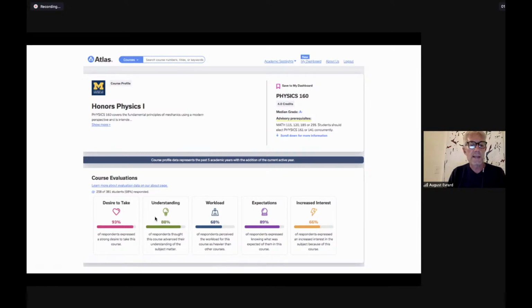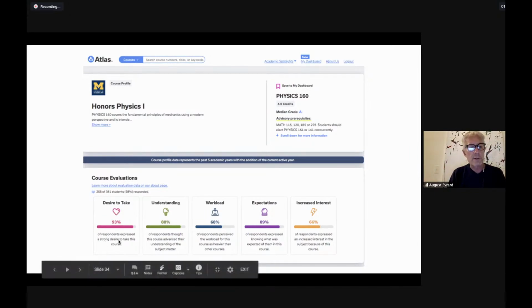And here are examples of the types of questions that are asked about a course. You know, I had a strong desire to take this course, and you're given a Likert scale from strongly disagree to strongly agree, right? And what we end up showing is the fraction of students who agree or strongly agree to any of these questions. And so you see in honors physics, there's a stronger desire to take it. And it's tough to increase people's interest when their interest is already high. So often what you'll see is that if this is more like 50%, you look to see that you can get this above 66%.